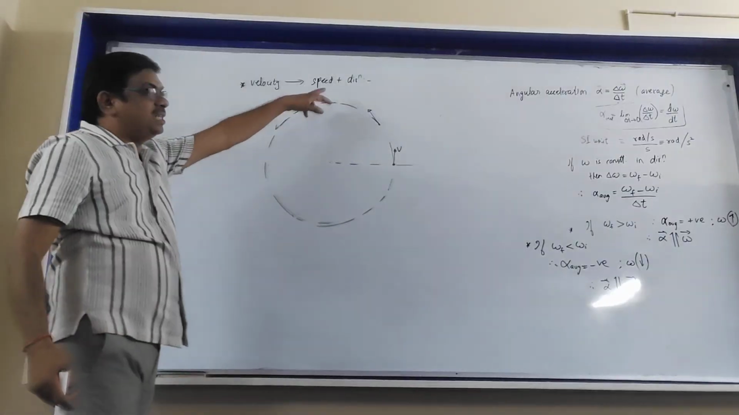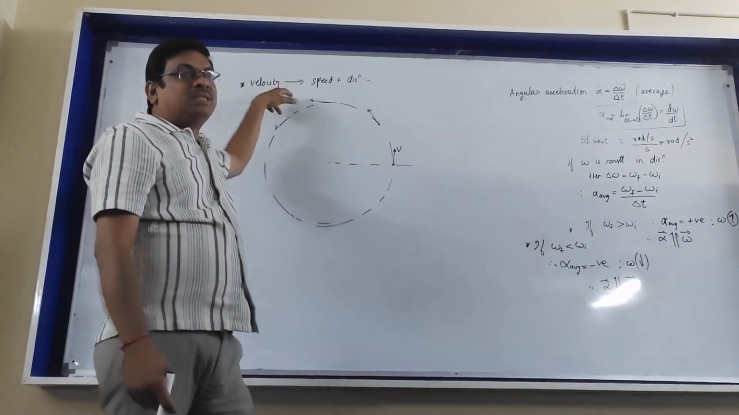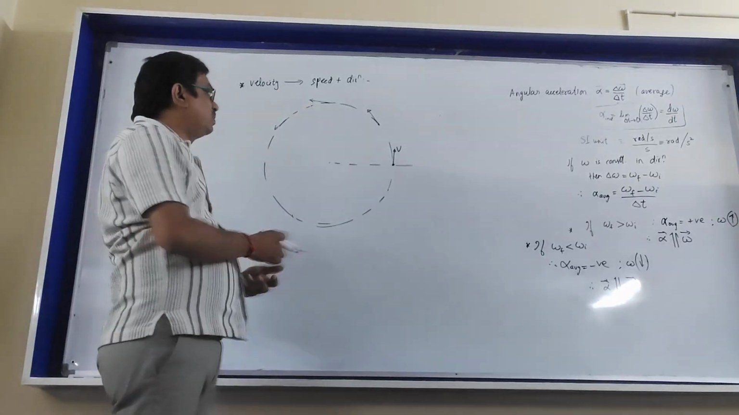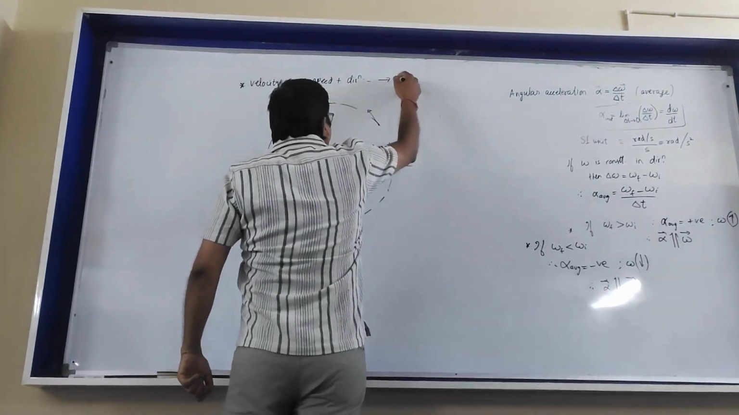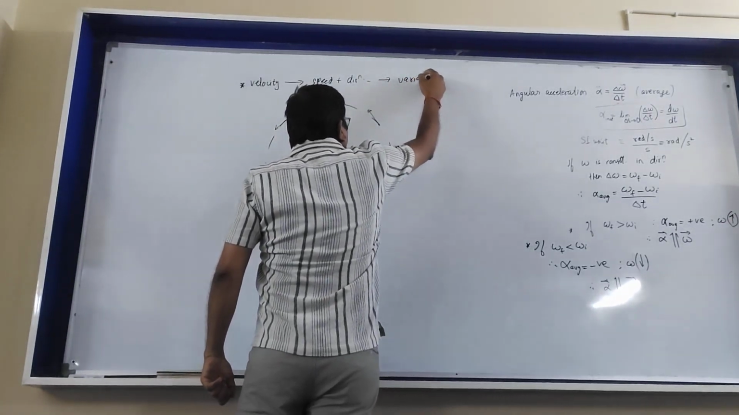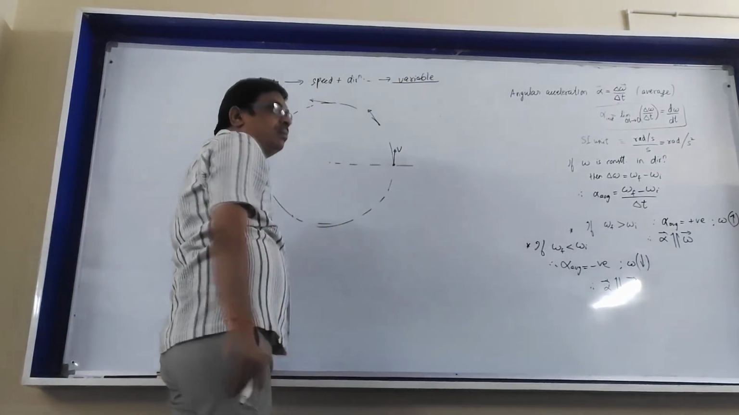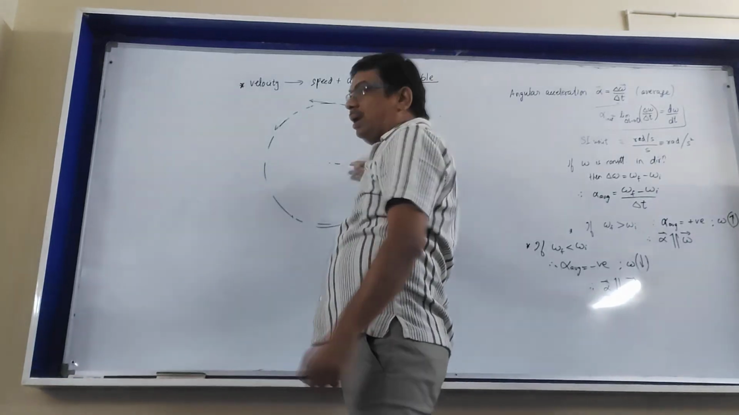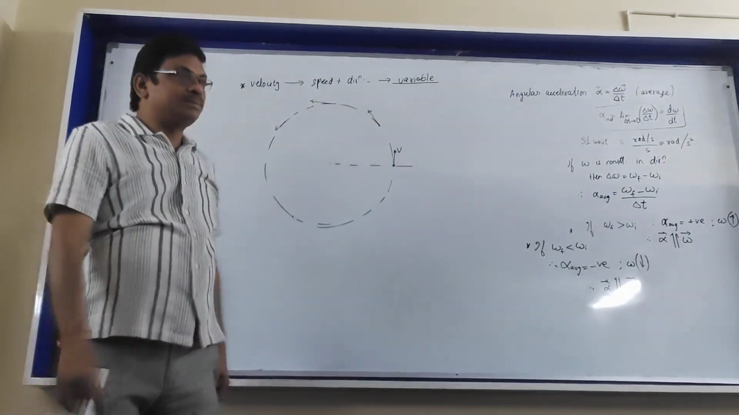So direction wise it is changing or not? So what can you say about velocity, whether it is constant or variable? Variable. Very good. So velocity is variable. Of course, it is varying only in direction, not in magnitude, because velocity is always tangential to the curve at the position of the particle.